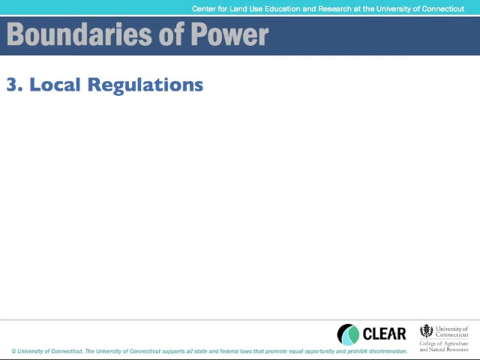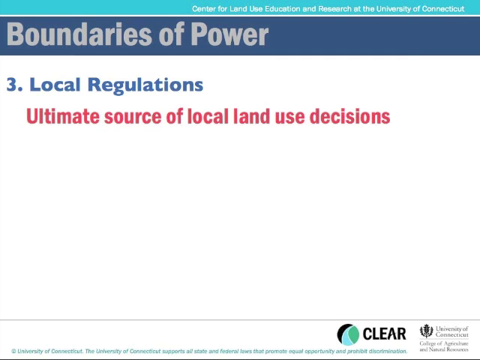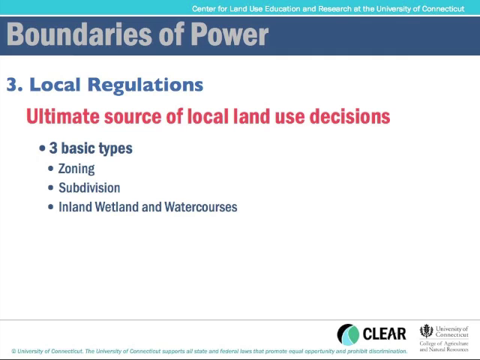Anyway, the third boundary on power is local regulations. These are really the things you get to decide, and this is the ultimate source of local land use decisions, as it says here. There are three basic types of local regulations. First is zoning, which we just talked about. The other is subdivision, and another is inland wetlands and watercourses regulations. All of these are key types of regulations that most municipalities have.